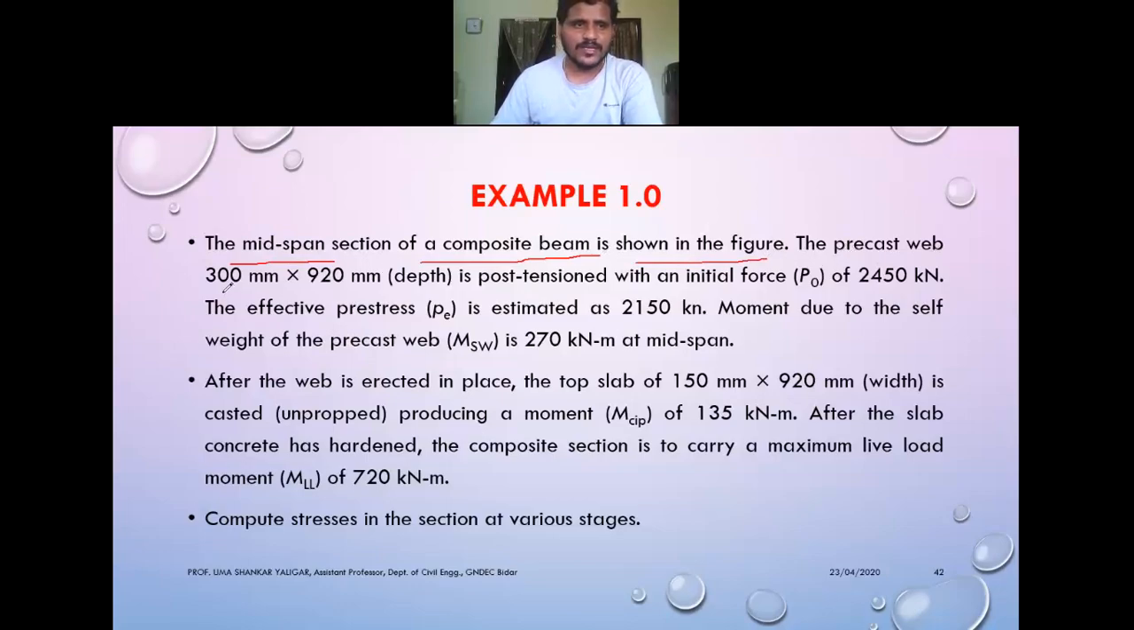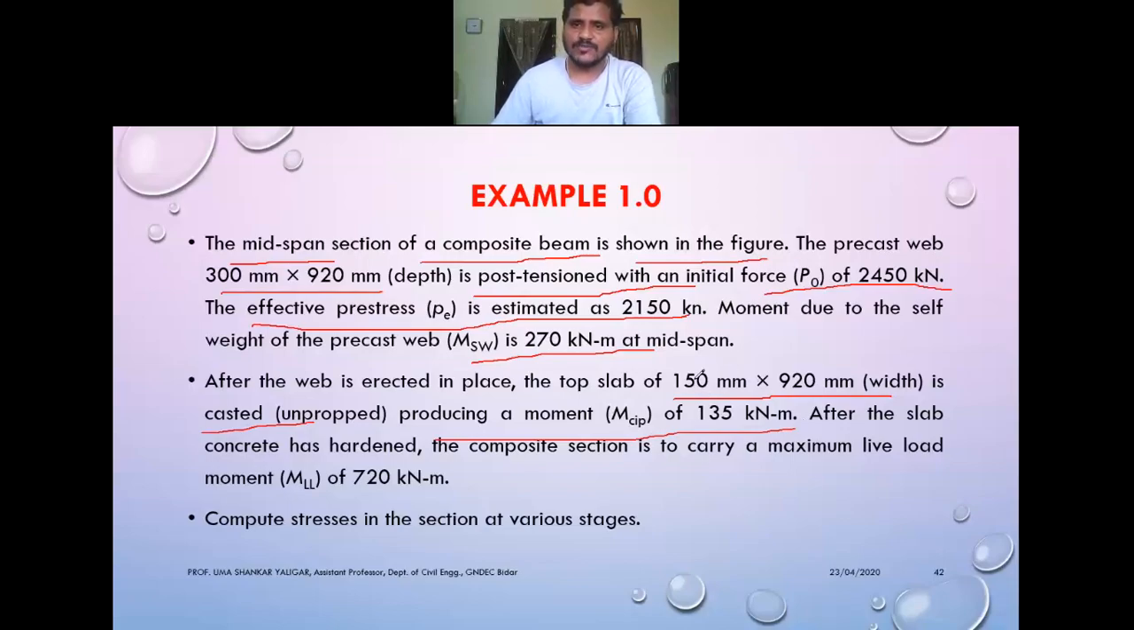The precast web, 300 by 920 mm depth, is post tensioned with an initial force P naught of 2450 kilonewton. Effective pre-stress is estimated as 2150 kilonewton. The moment due to the self weight of the precast web, Msw, is 270 kilonewton meter at midspan. After the web is erected in place, the top slab, 150 by 920 mm width, is cast, producing a moment of CIP 135 kilonewton meter.